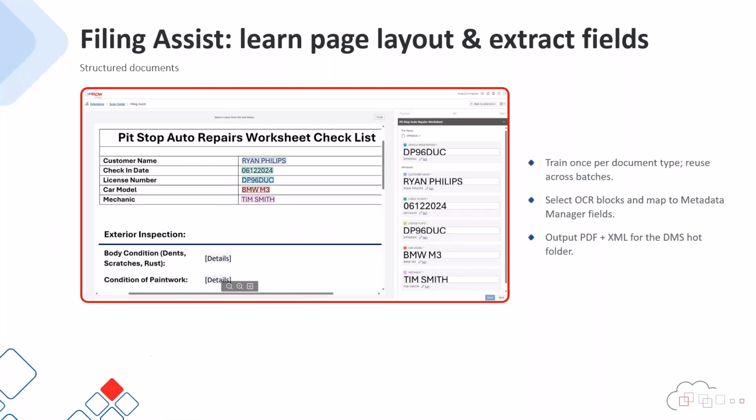Now, Finding Assist trains on sample documents, so it knows where each value appears. For example, with a repair worksheet, as you can see on the screen, it finds information such as the registration number or the check-in date. It maps these OCR blocks to the Metadata Manager fields and outputs a PDF and XML file for the document management system. So with that, now let's look at the hot folder on the local server.